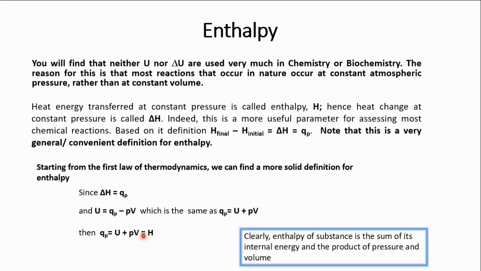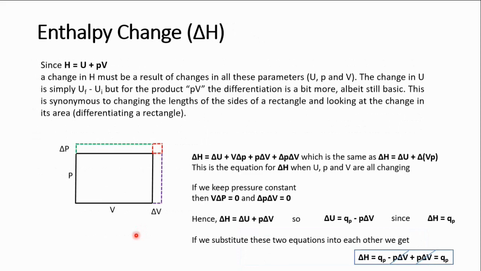So what we're saying is that enthalpy is the sum of the internal energy and the product of pressure and volume. That's all we're saying. That's what enthalpy is in a very technical way. It is the internal energy plus the effect of pressure and volume. That's what H is.